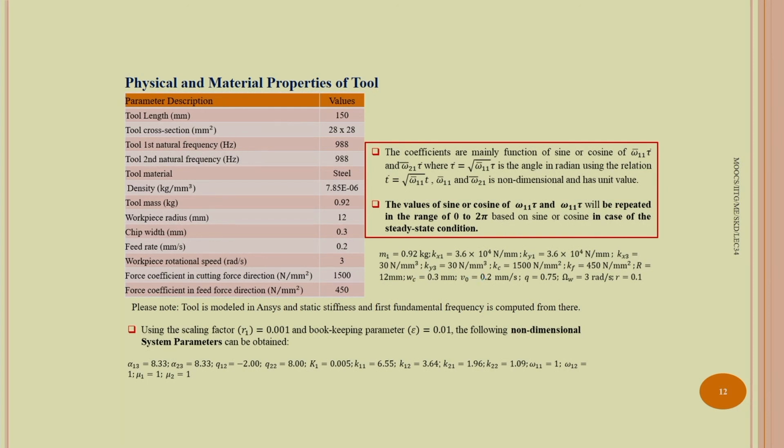As we are taking a square cross section, the stiffnesses are taken similar in both x and y directions. So, kc is taken to be 1500 Newton per mm square, kf equal to 450 Newton per mm square, r equal to 12 mm, wc equal to 0.3 mm, and V0. You can see this is the feed: V0 equal to 0.2 millimeter per second.